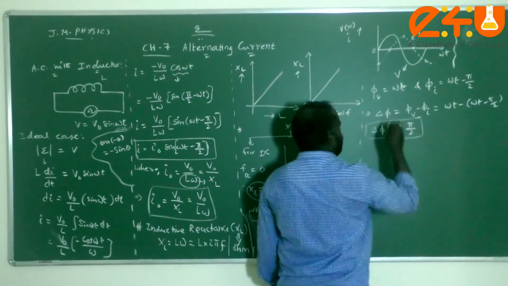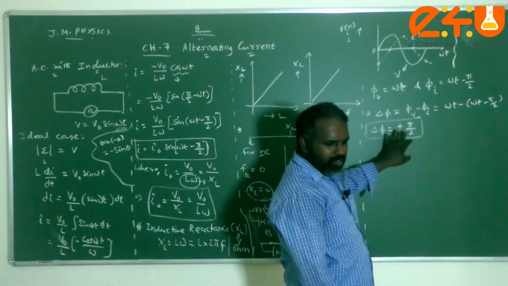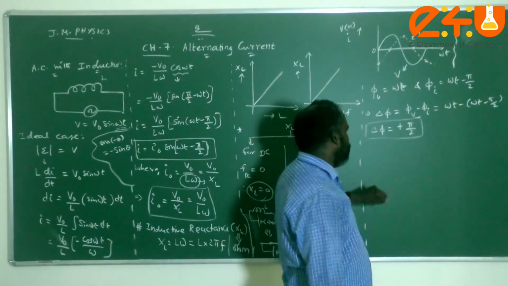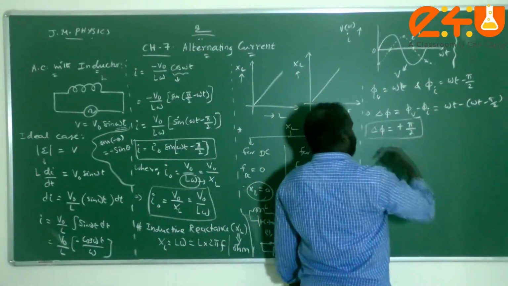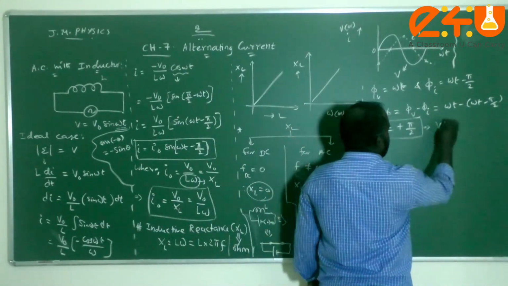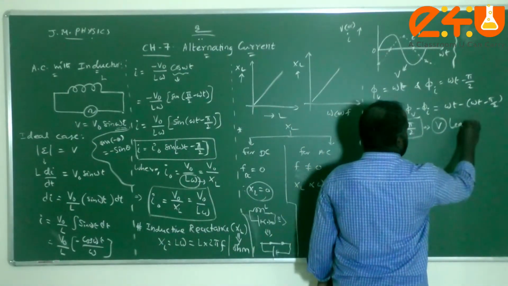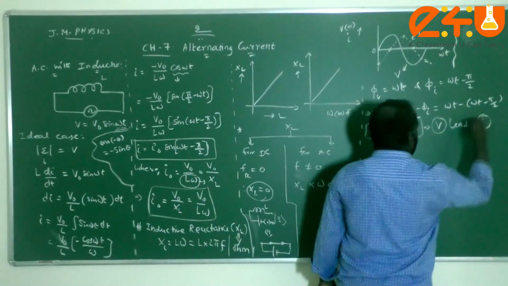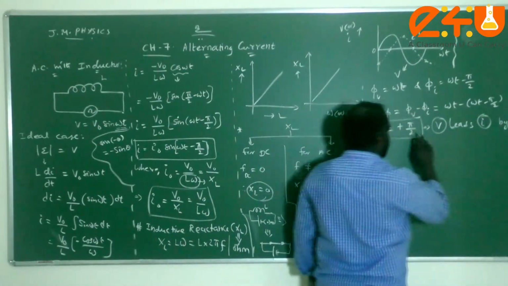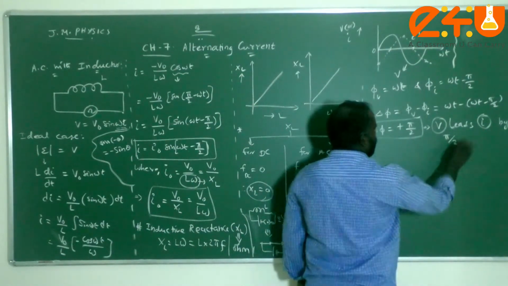We know the meaning of this phase difference from the basics of the alternating current topic, which we discussed there. I don't want to repeat it once again here. Please refer to that video. So now I can say that voltage leads the current by 90 degrees.